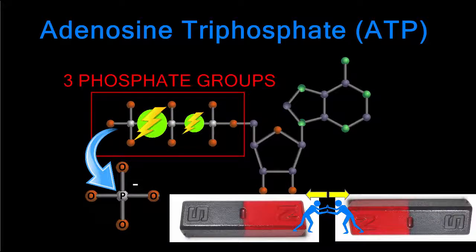This is why the bonds between the phosphate groups store so much energy. They want to repel each other, but are forced to bond. The third bond in the triphosphate tail is a high-energy bond. It contains the most energy in the molecule.